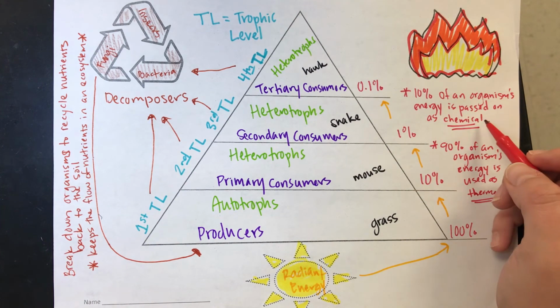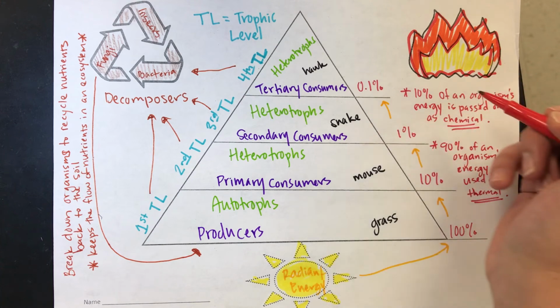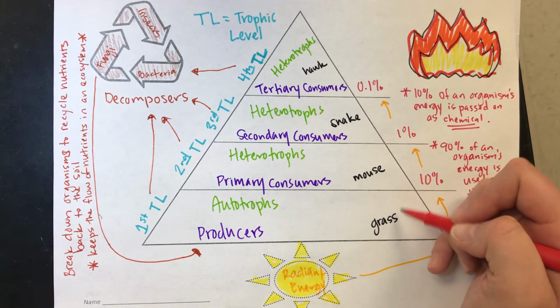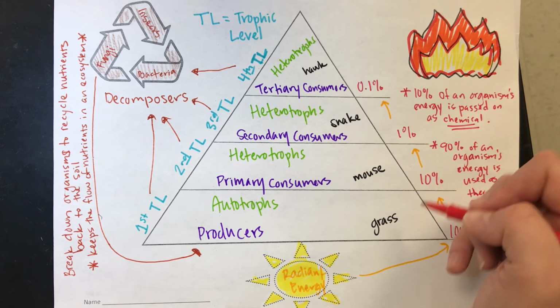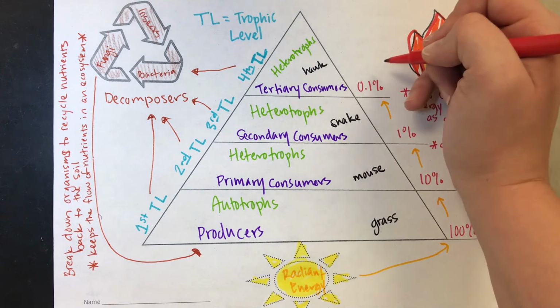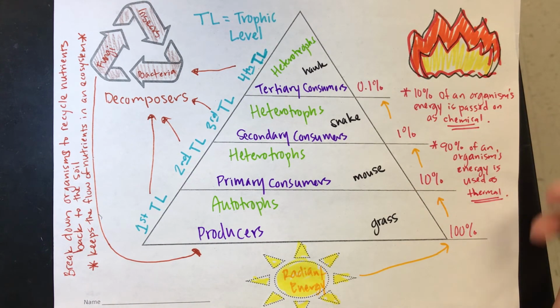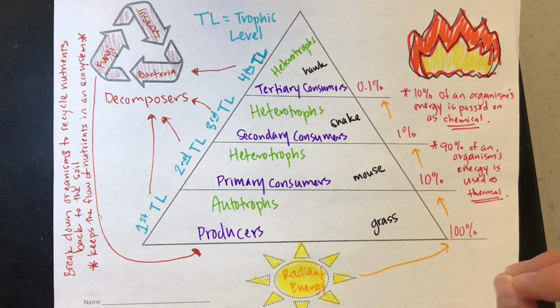Again, 10% is passed on as stored chemical energy that remains in the mouse, remains in the snake, but 90% of the energy that the mouse consumed from the grass is used up with the mouse doing life processes. Same thing with the snake. Only 10% gets passed on to the hawk because 90% of the energy is being used up by the snake from hunting and just living its life. Okay, that's it for these specific notes.